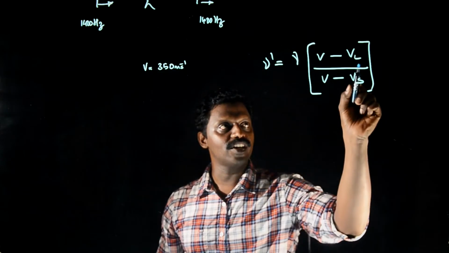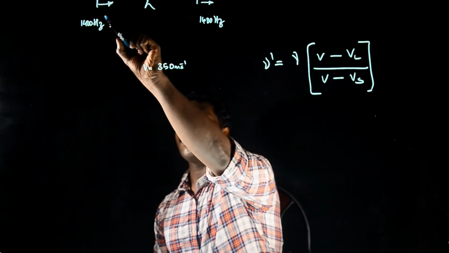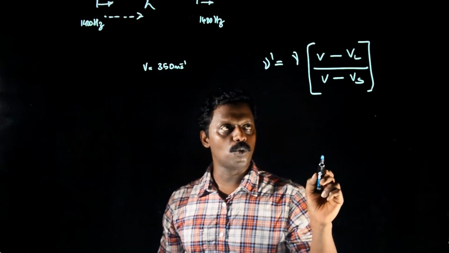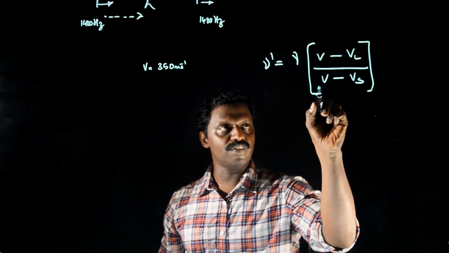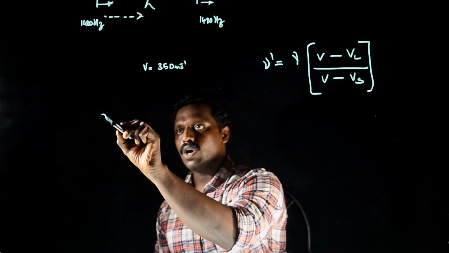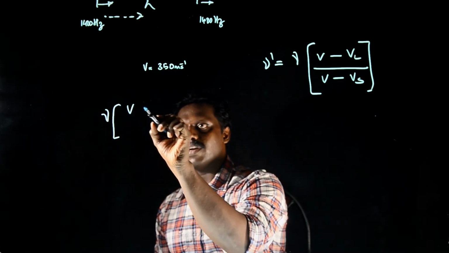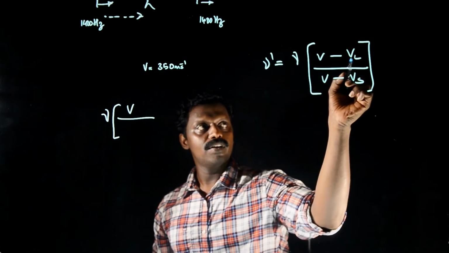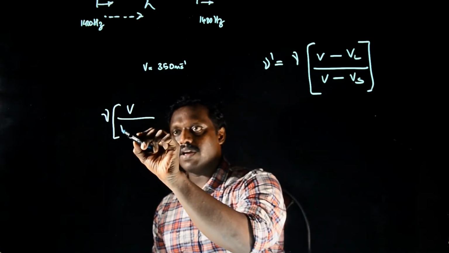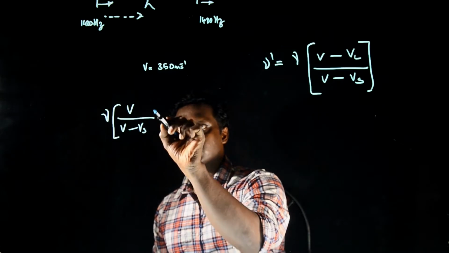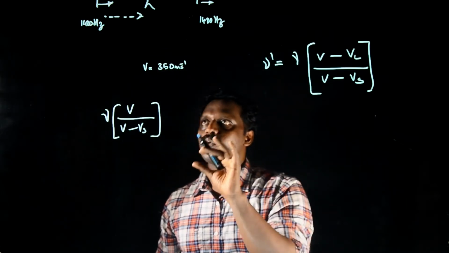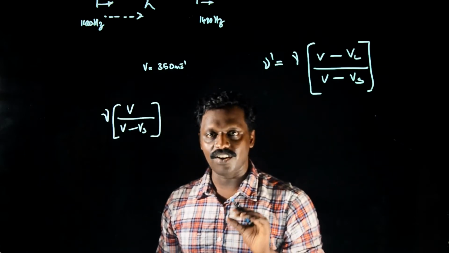The listener is stationary, so VL is 0. The source is moving in the direction of the sound, so the velocity of the source is positive, so there is no sign change here: V minus Vs. So the apparent frequency nu 1 will be equal to the actual frequency multiplied by V divided by V minus Vs, since the listener is stationary and VL is 0. This is one of the frequencies heard by the stationary listener.